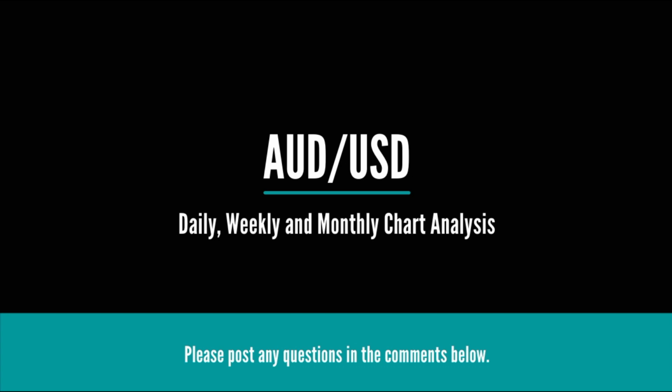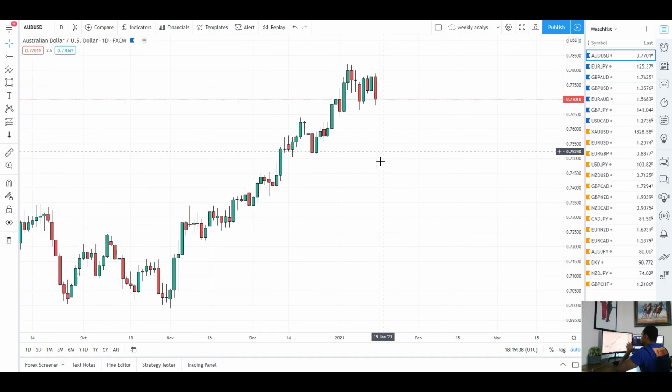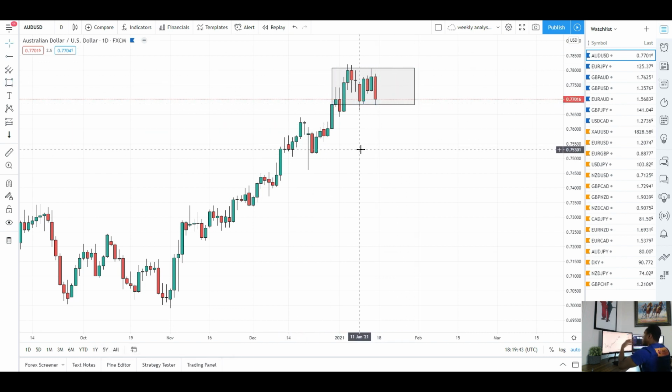Okay, so up next we've got AUD USD. Okay, so for AUD USD this week, not too much happened from a daily point of view. As you can see, it looks like price is just consolidating a little bit. We've got bullish candles there, we've got bearish candles there. There's no real movement to the upside or to the downside from a daily point of view.